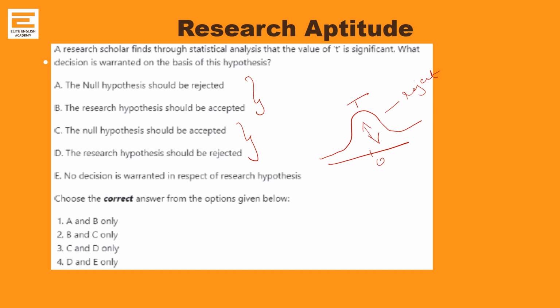So the option A and B only. So that is the answer. The null hypothesis should be rejected. The research hypothesis should be accepted. This is the right option.